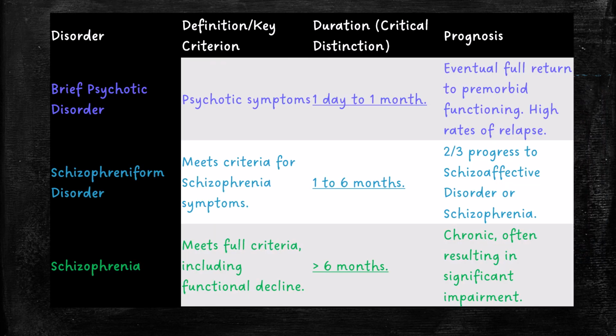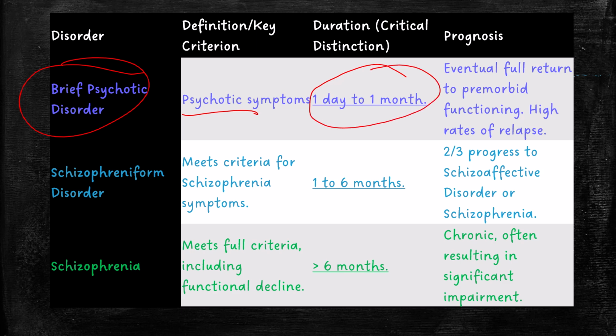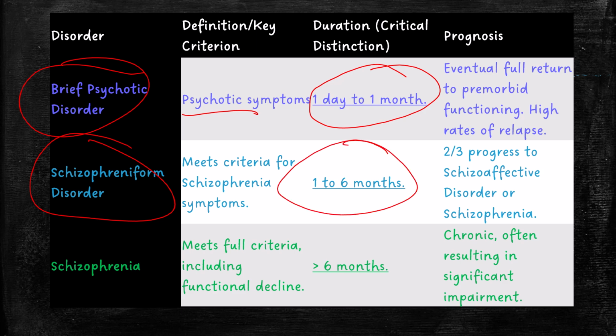Incredibly high yield for your exam is the difference between brief psychotic disorder, schizophreniform disorder, and schizophrenia. The main difference between these three is the timeline. For a brief psychotic disorder, they're going to have psychotic symptoms for 1 day to 1 month. For schizophreniform disorder, they are going to have symptoms that meet criteria for schizophrenia for 1 month to 6 months. And for schizophrenia, they're going to meet full criteria, and it's going to be for at least 6 months.